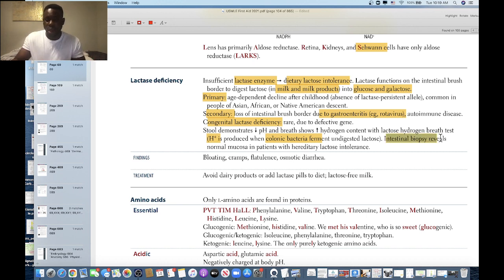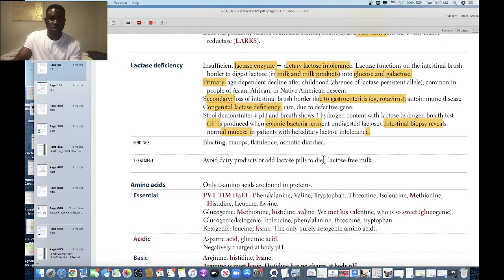So intestinal biopsy reveals the normal mucosa. Let's take note of that. Okay, versus celiac disease, whereby there's blunting of the intestinal brush border. This one, which is the lactose deficiency, there's no blunting of the intestinal brush border or the villus.